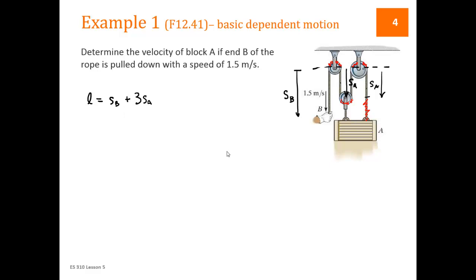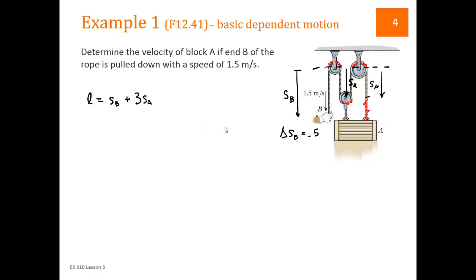Now, I'm going to add some things to this problem just so we can see some examples here. If I was told that I moved point B down, so if SB changed, so delta SB equals, I don't know, how about 0.5 meters? So the guy who grabs it moves his hand down 0.5 meters. How do we figure out how far up SA is going to go?